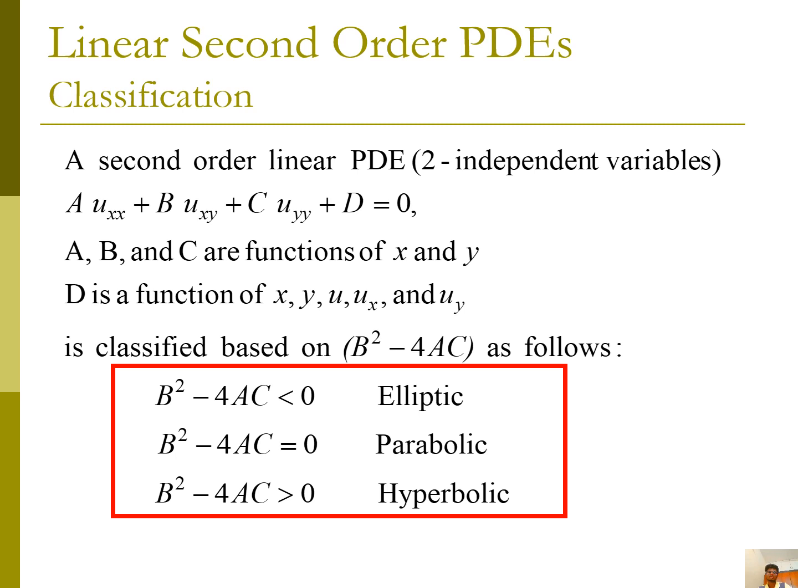Linear second-order partial differential equations classification. A second-order linear partial differential equation in two independent variables is A u_xx + B u_xy + C u_yy + D = 0. A, B and C are functions of x and y. D is a function of x, y, u, u_x and u_y. It is classified based on B² - 4AC as follows. B² - 4AC less than 0 is elliptic. B² - 4AC equal to 0 is parabolic. B² - 4AC greater than 0 is hyperbolic.